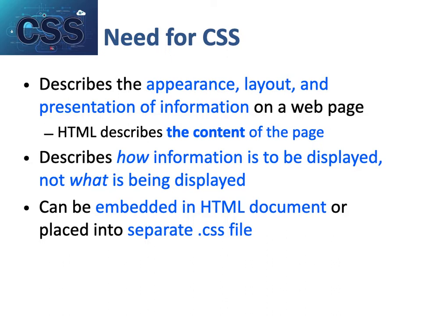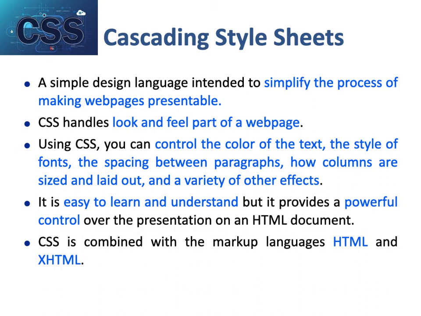The need for CSS. CSS describes the appearance, layout, and presentation of information on a web page. On the other hand, HTML describes the content of the page. CSS describes how information is to be displayed, unlike HTML that defines the content. CSS can be embedded in an HTML document or placed into a separate .css file. A simple design language intended to simplify the process of making web pages presentable is known as cascading style sheets. So it's a design language.